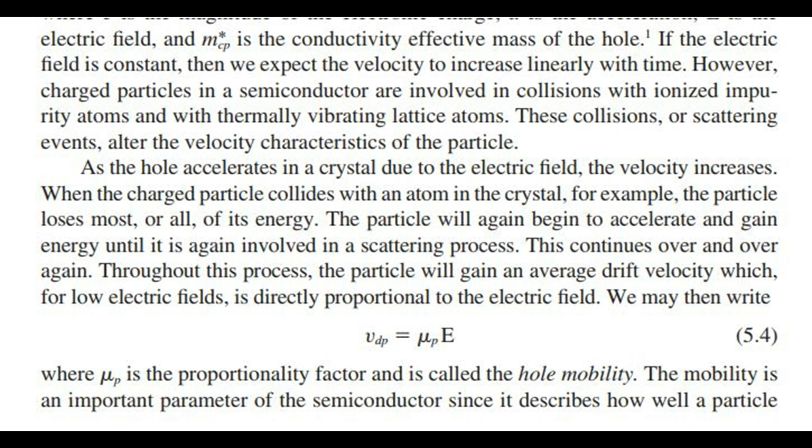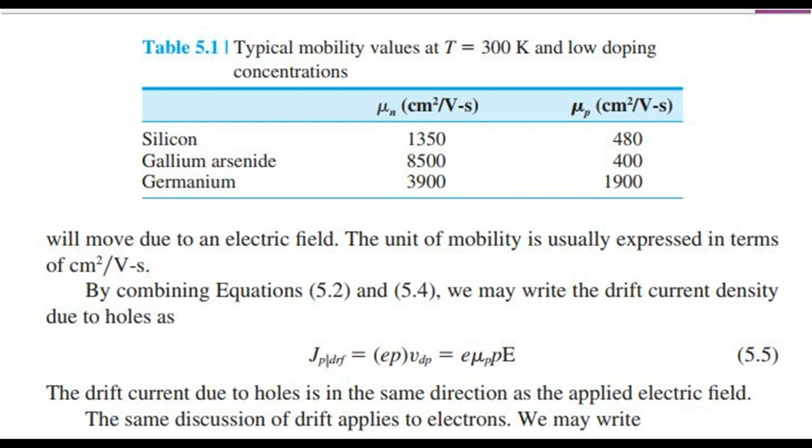The mobility is an important parameter of the semiconductor since it describes how well a particle will move due to an electric field. Table 5.1 shows typical mobility values at T = 300 K and low doping concentrations. The unit of mobility is usually expressed in terms of square centimeters per volt-second. By combining equations 5.2 and 5.4, we may write the drift current density due to holes. The drift current due to holes is in the same direction as the applied electric field.